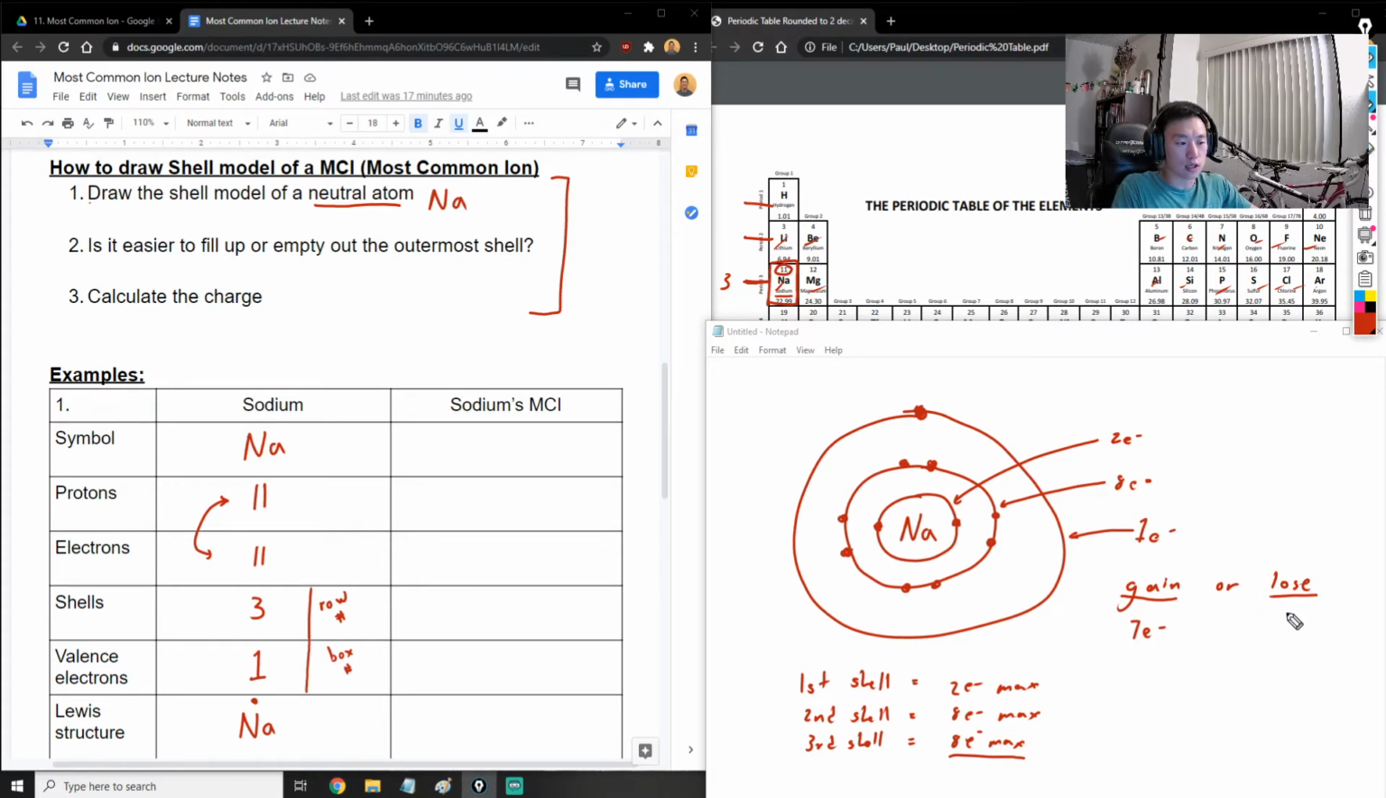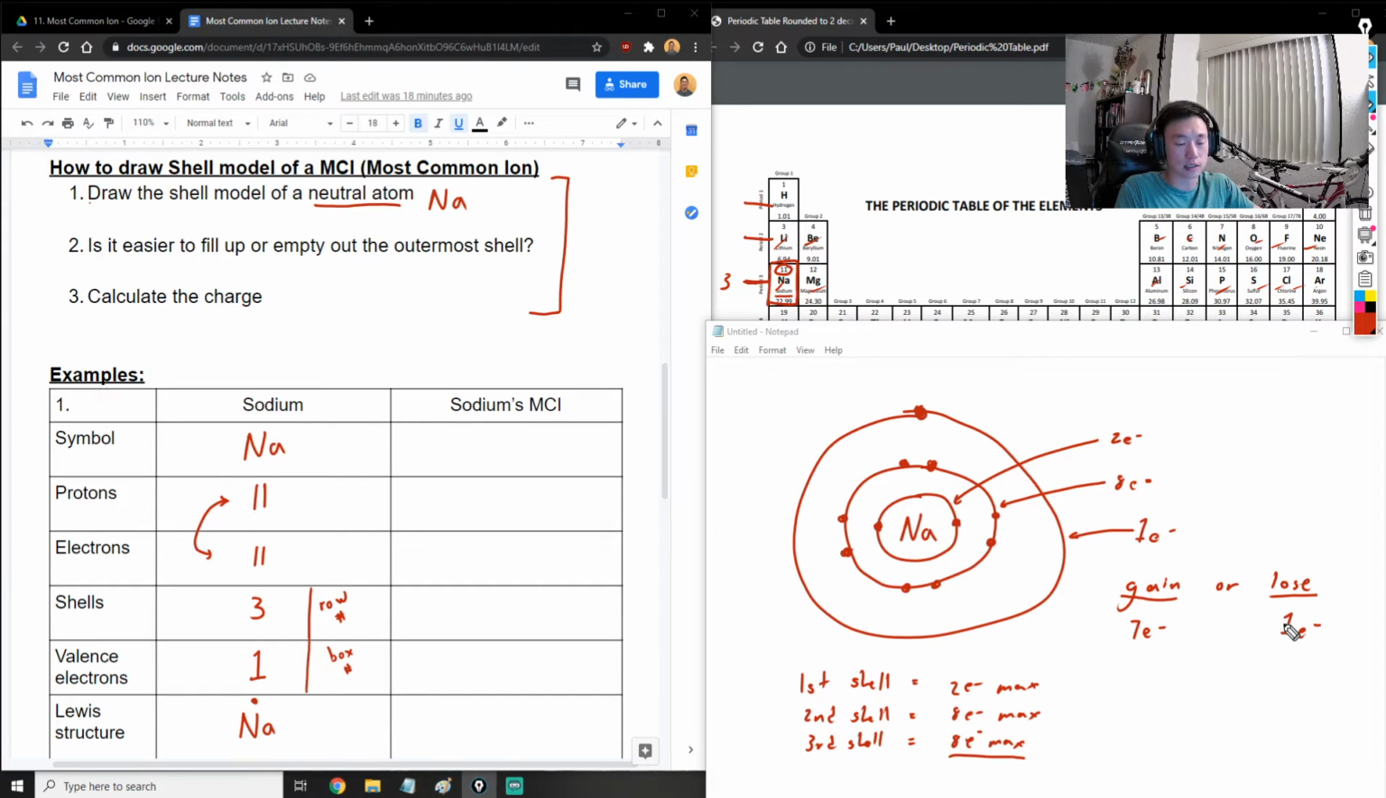Okay, the other option is to lose, because if you notice, sodium has only 1 electron in the outside shell, right? So if I get rid of that electron, what happens to that shell? That shell disappears. And if you notice, this shell right here, the second shell, is already happy. It's complete. It's stable. It has 8, which is the max. So sodium would only need to lose 1 in order to become stable. So the options are sodium can become stable by gaining 7, or it can become stable by losing 1.